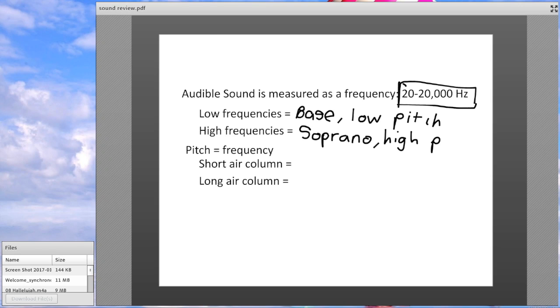Pitch is kind of our music word for frequency, and frequency is kind of our science word or our physics word for pitch. If you have a short air column, you're going to have a high pitch. And if you have a long air column, you're going to have a lower pitch.